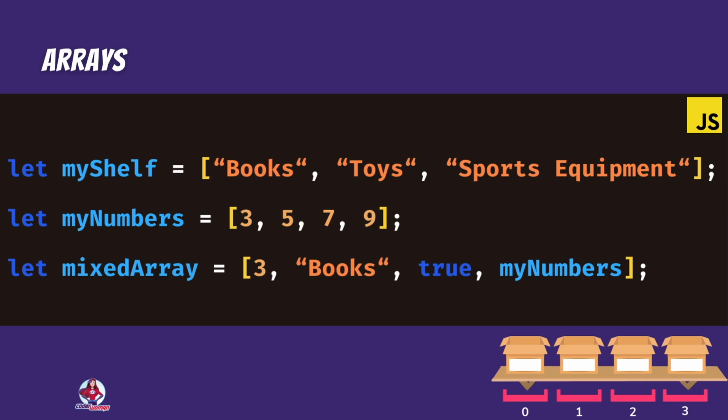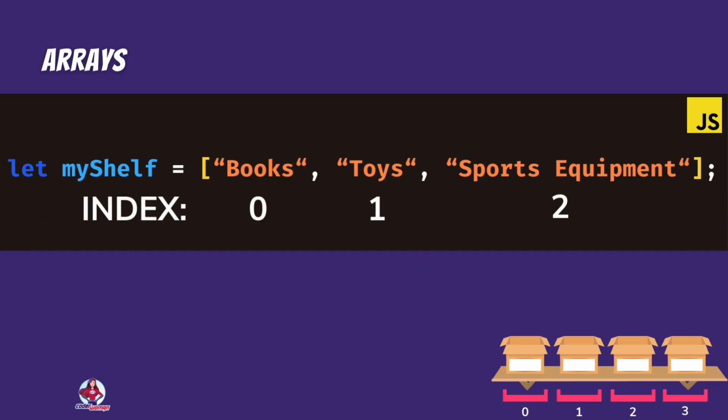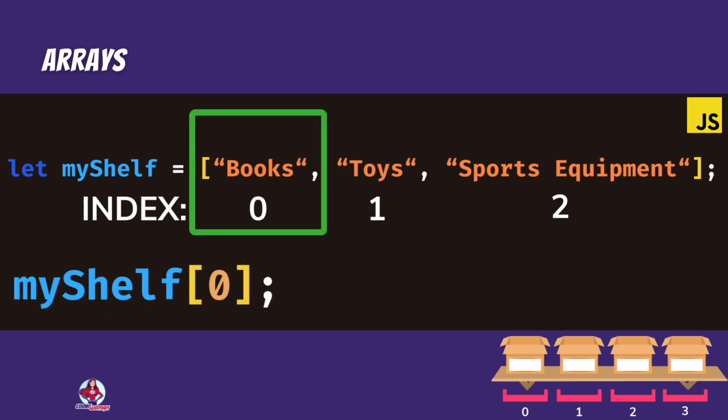Now, how can we access specific items on the shelf? If you want to know what's in the first spot on the shelf, look at index 0. In our case, it would show books. You can access an item using the index number inside square brackets. It's time to see this in action, right?